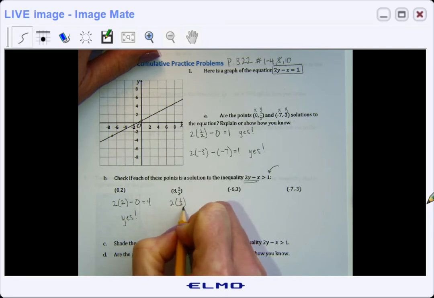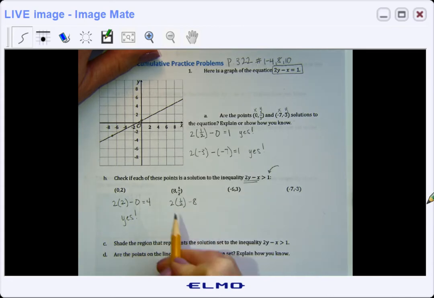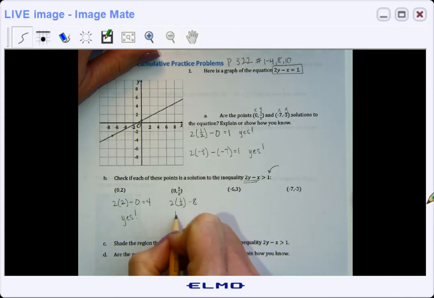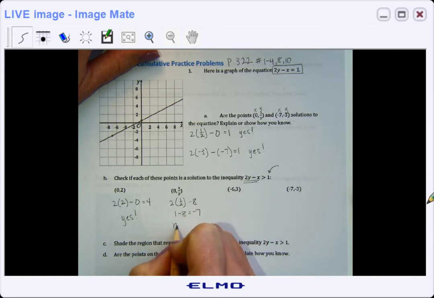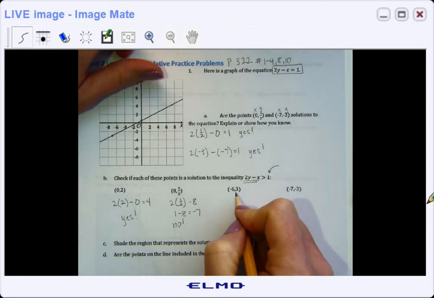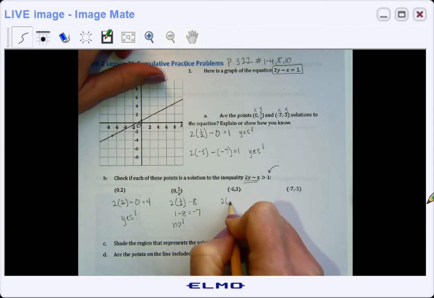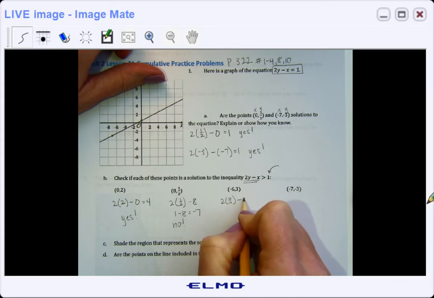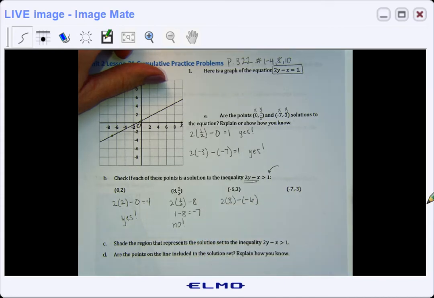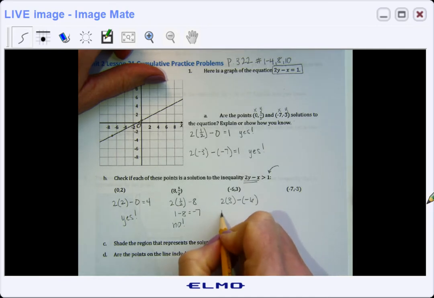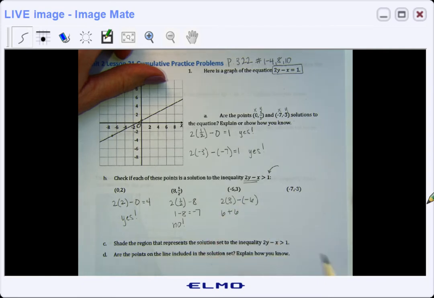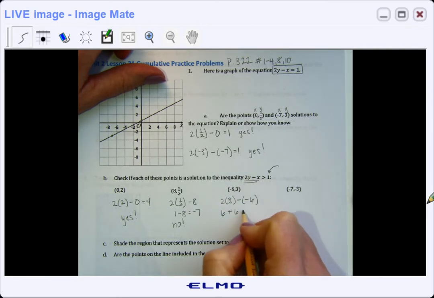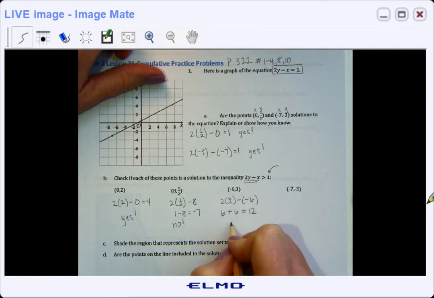And then the next one, 2 times 1/2 minus 8. Well, 2 times 1/2 is equal to 1, and 1 minus 8 equals -7. So no. The next one, 2 times 3, and then minus -6 for x. 2 times 3 is 6, and minus -6. So I can just rewrite this as 6 plus 6. When you subtract a negative, you're really adding the positive. This is 12, which is greater than 1, so yes.